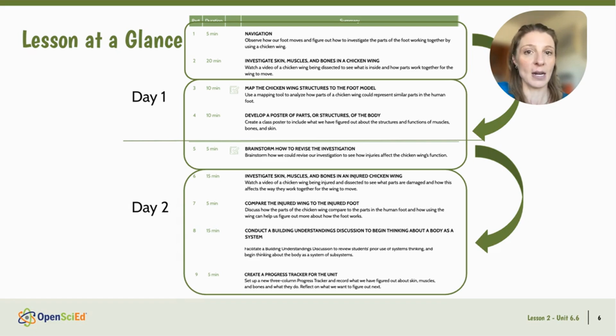I've broken the 9 parts of this lesson into 3 student-driven loops. Let's take a deeper dive into these loops.